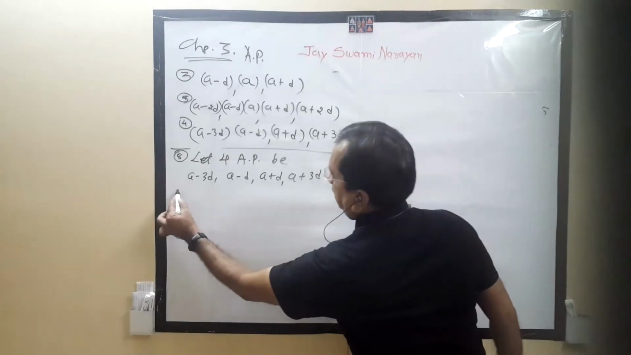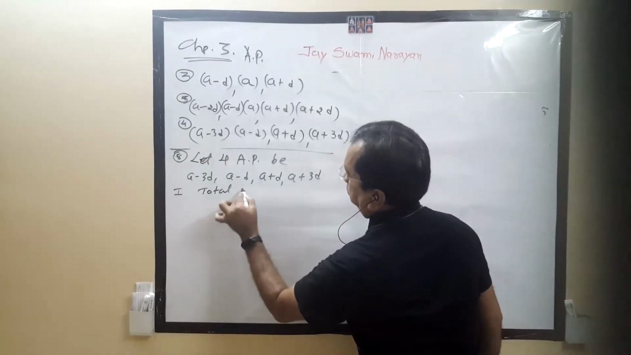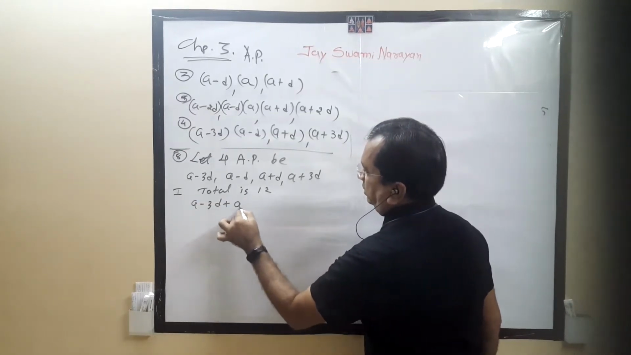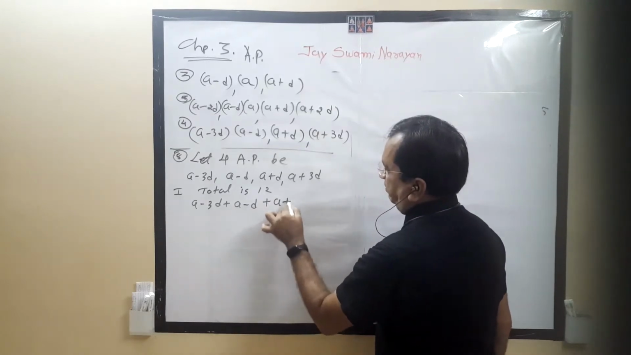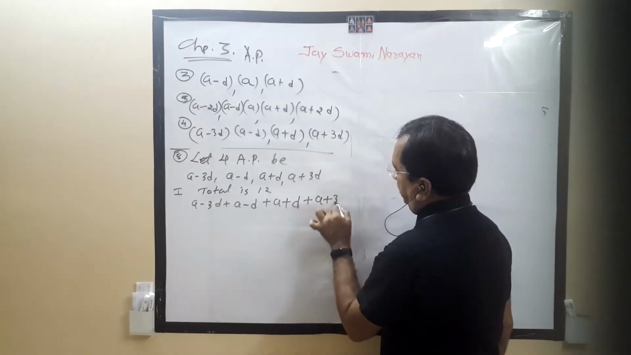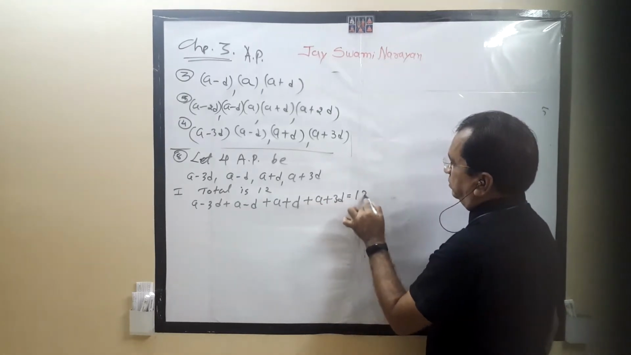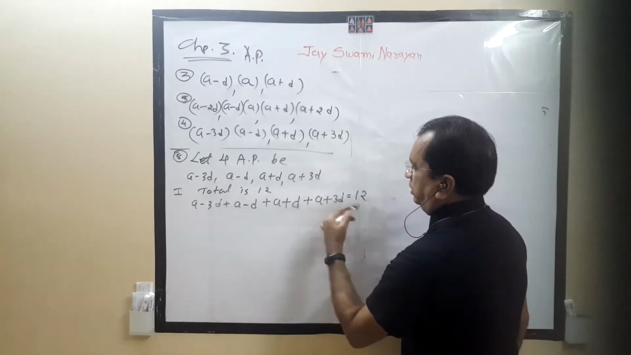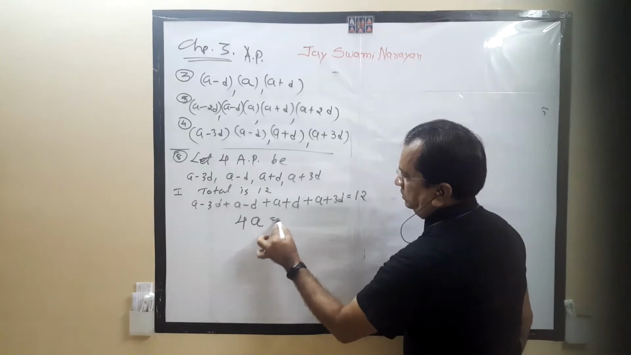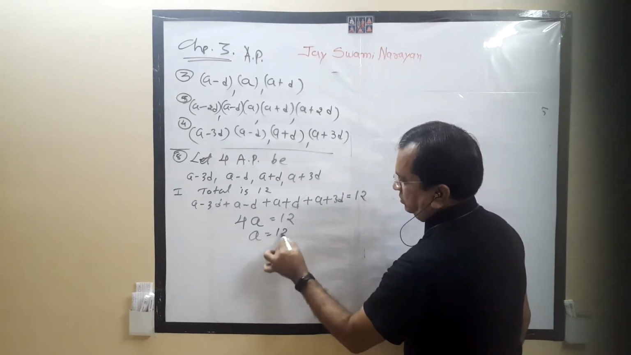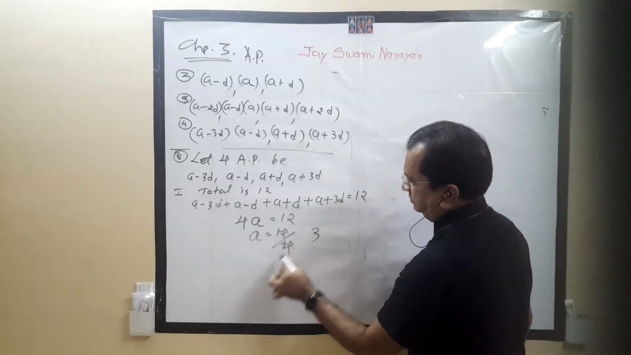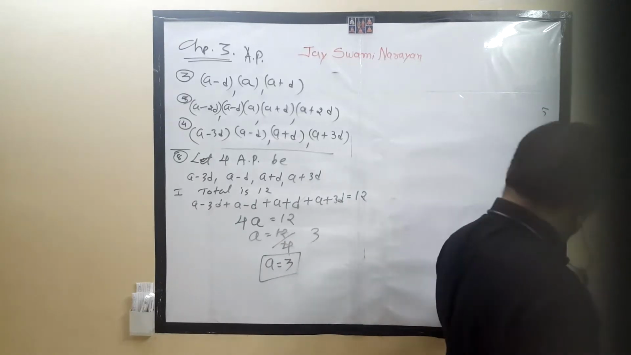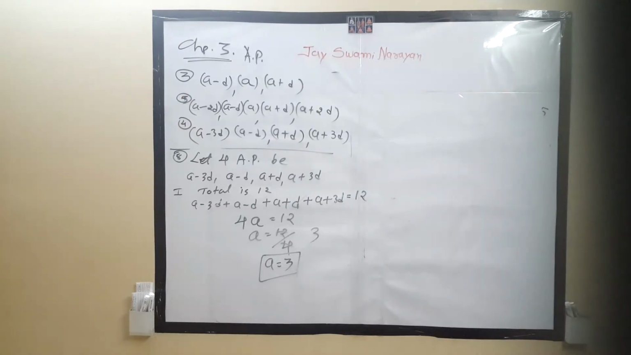Condition number 1, that the total is 12. So A minus 3D plus A minus D plus A plus D plus A plus 3D is equal to 12. So 3D minus 3D cancel, D minus D cancel, 1, 2, 3, 4. 4A is equal to 12. A is equal to 12 by 4. 4 3s are 12. A we got.